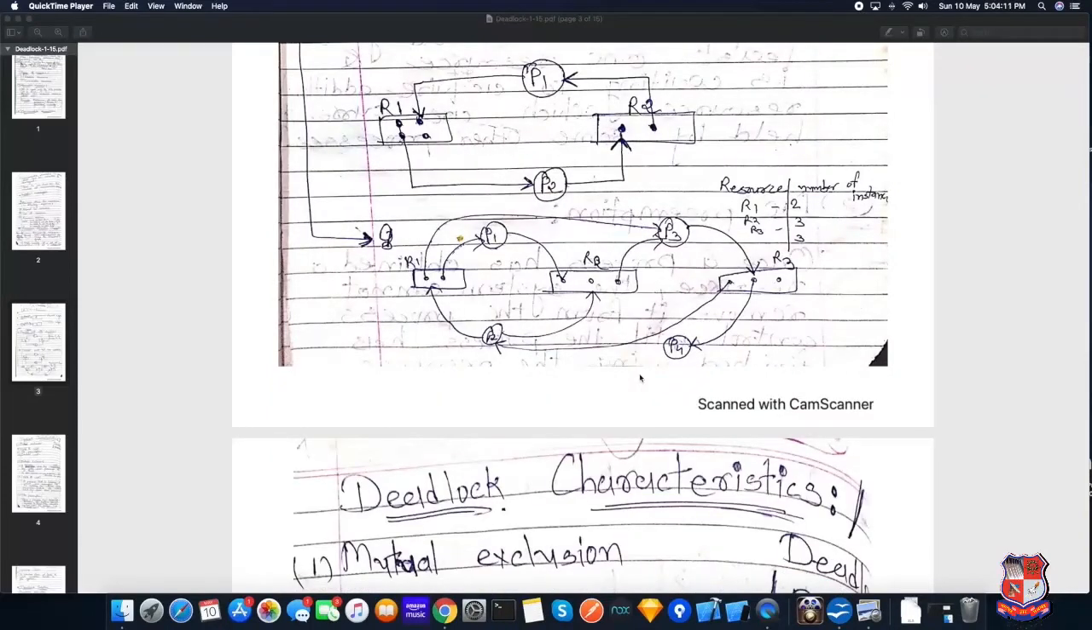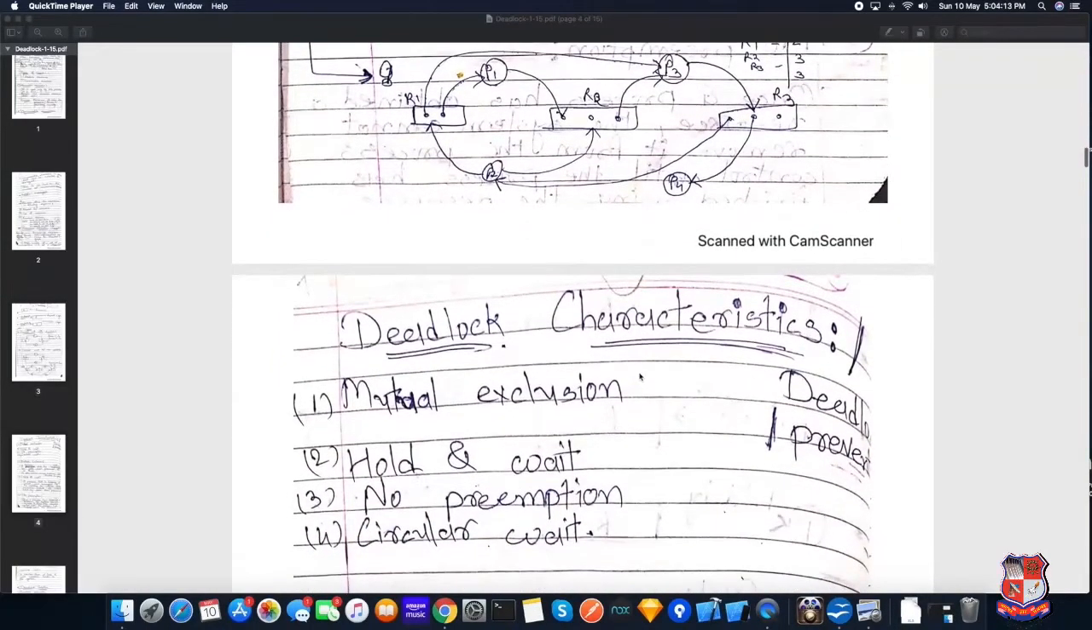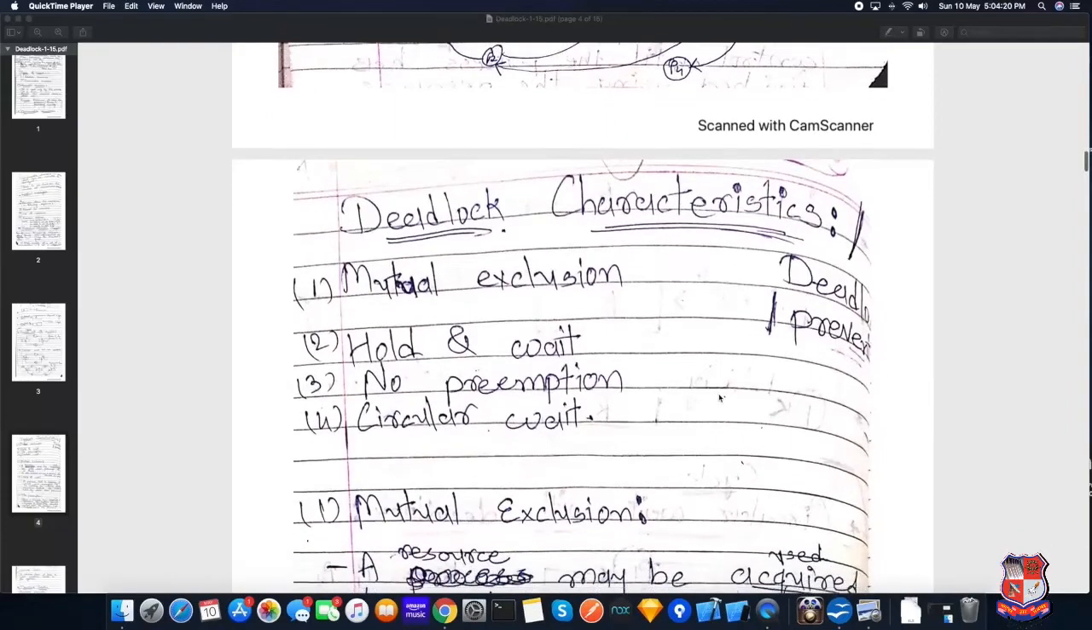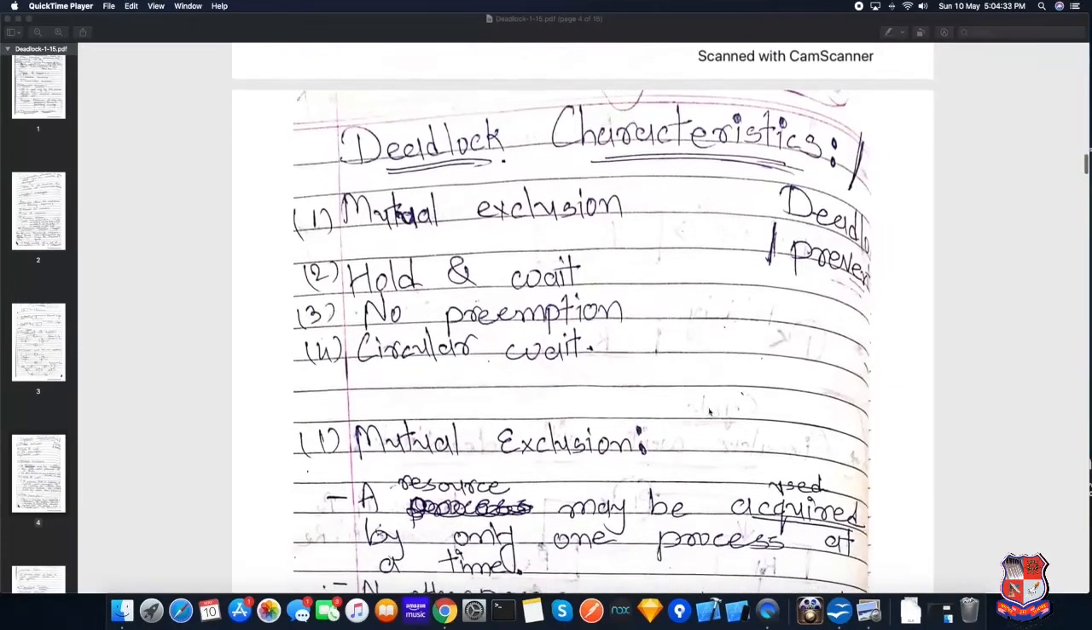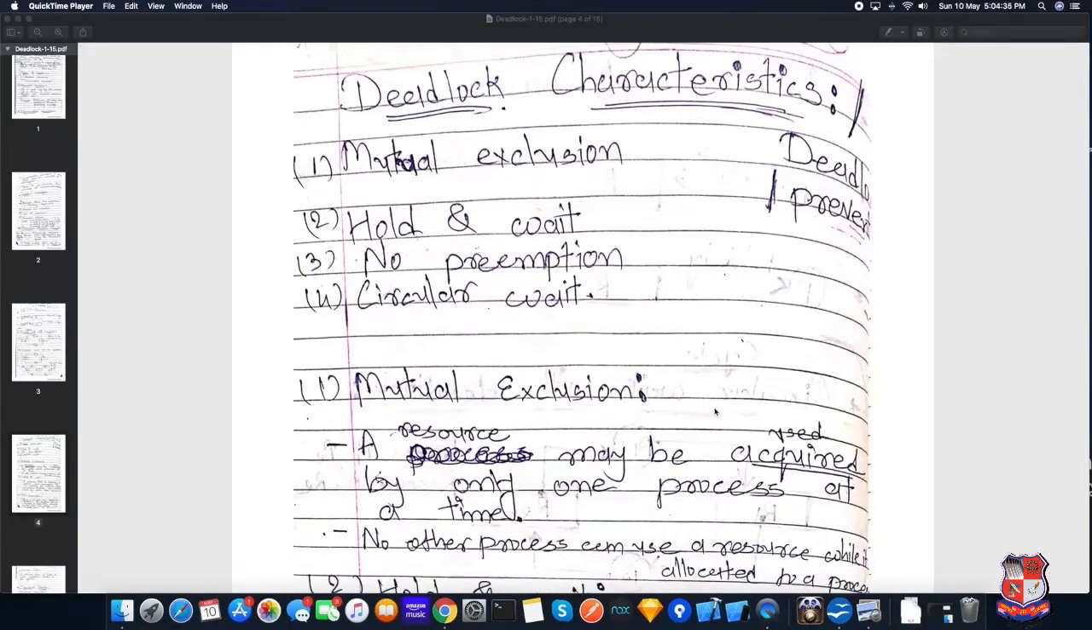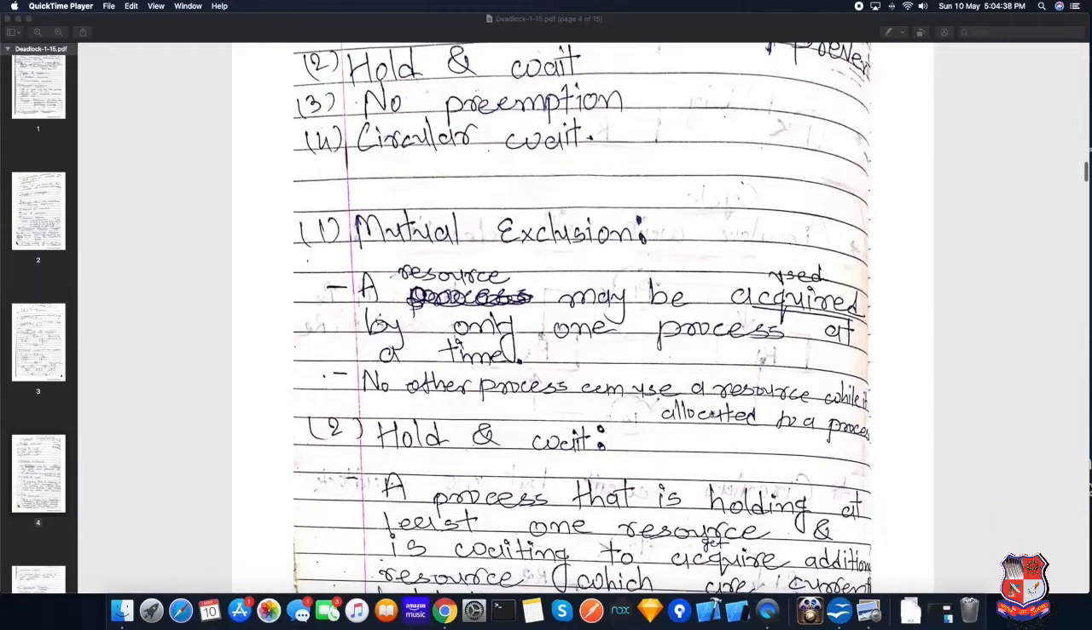The next concept is deadlock characteristics or deadlock prevention. Both are the same concept. In the deadlock prevention, there are main four concepts. The first one is mutual exclusion, the second one is hold and wait, the third one is no preemption, and the fourth one is circular wait. So let us start with the first point, mutual exclusion. A resource may be used by only one process at a time. It is called mutual exclusion.